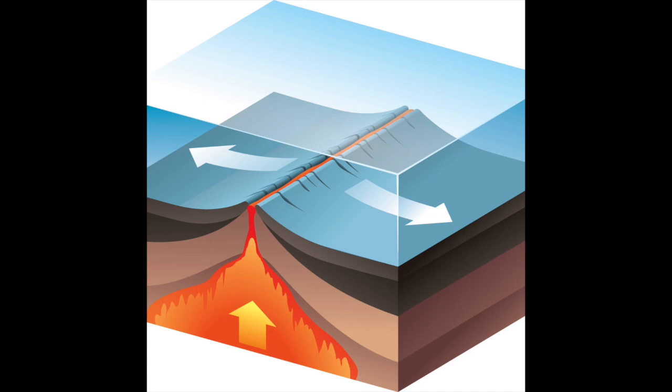We've got 3 different types. This is a divergent plate that we would see along the ridges where the plates are moving away from each other with that magma coming up and solidifying.